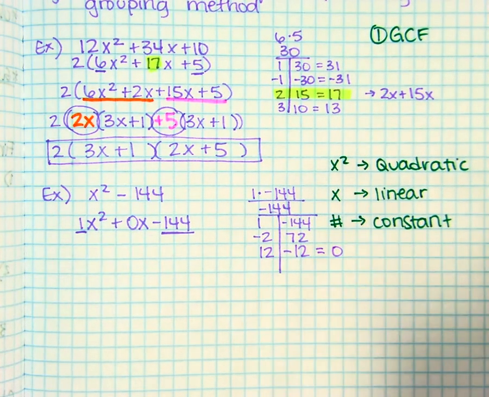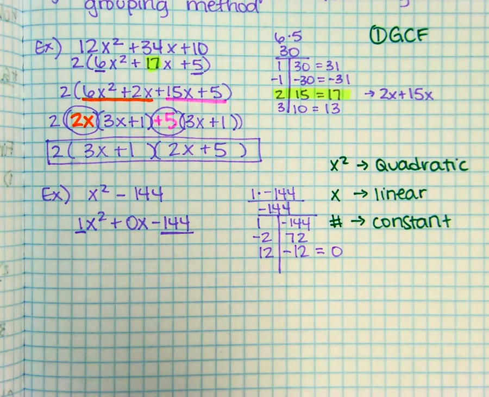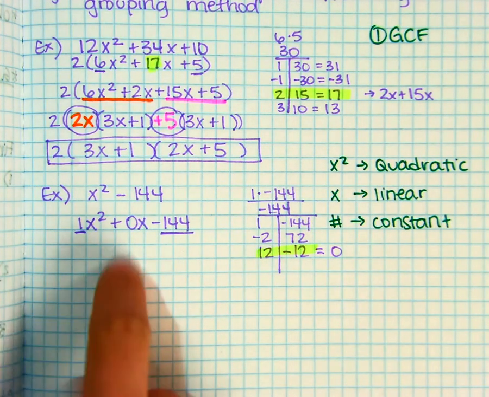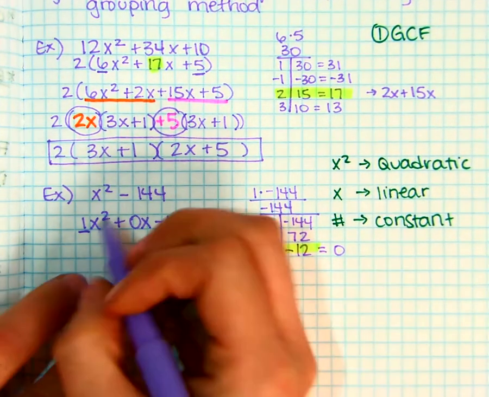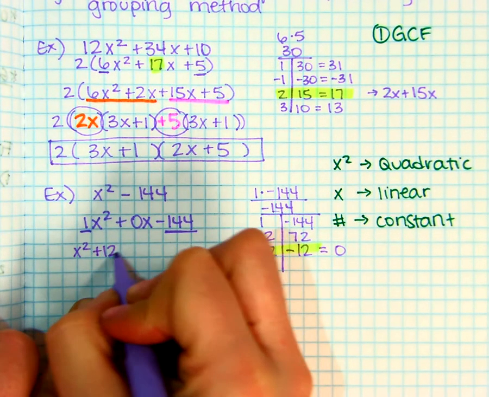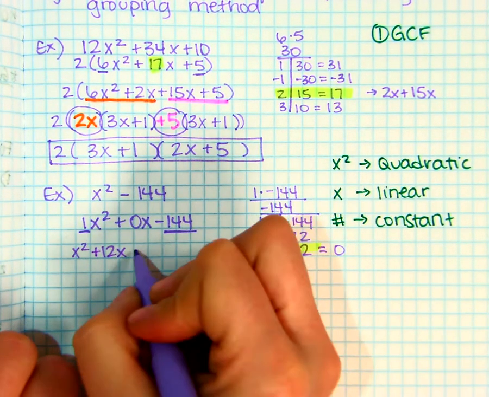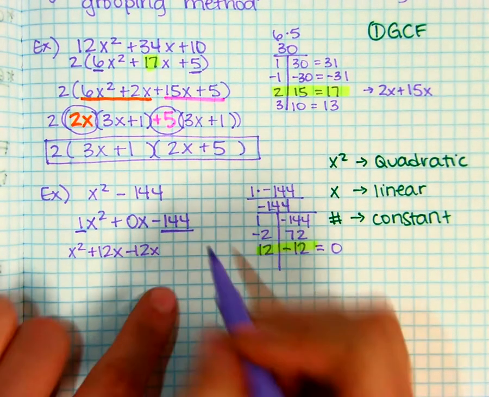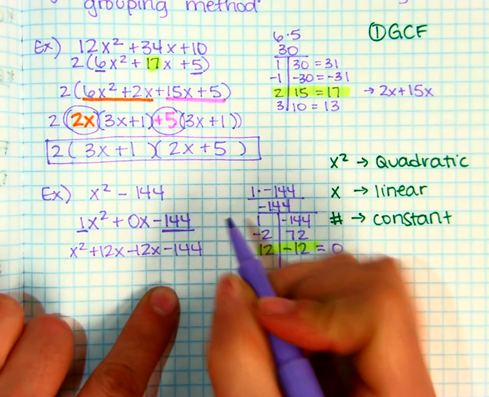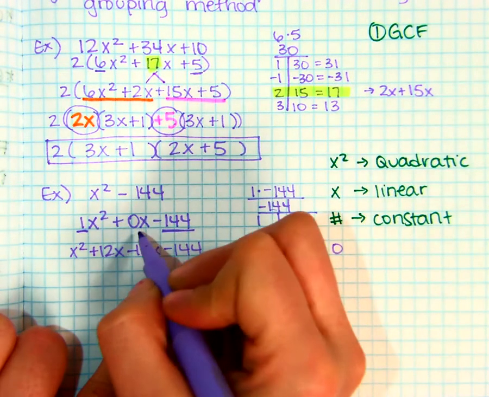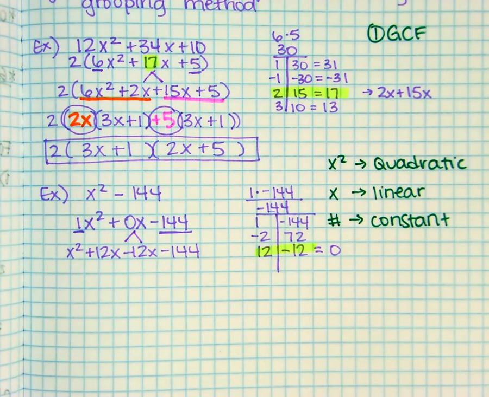So I'm going to take these 2 and write them as that middle term. So we have x squared plus 12x minus 12x. If I combine those, I would go back to 0. And then minus 144. So I'm taking this and I'm expanding it. So this becomes both of these.